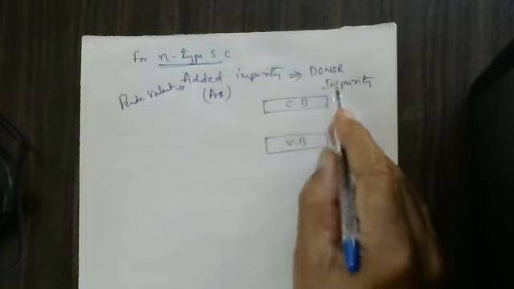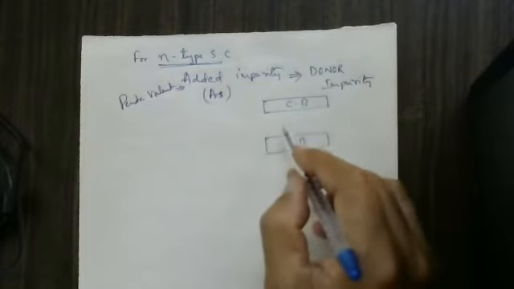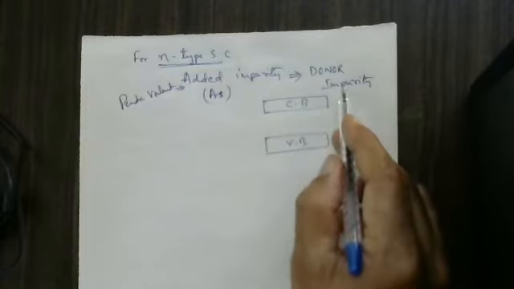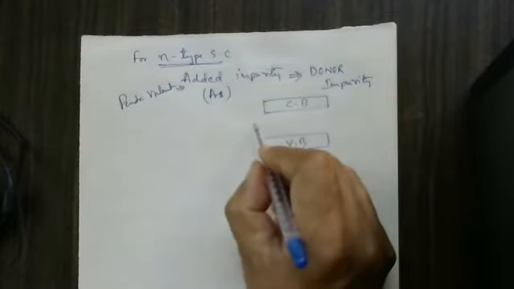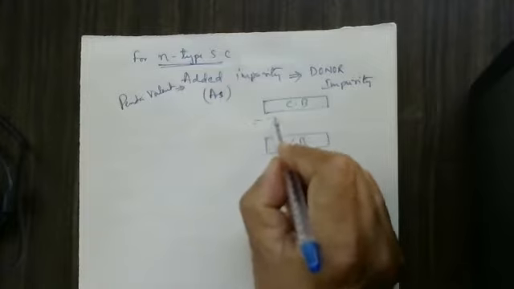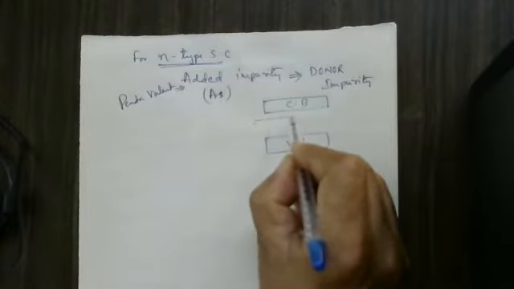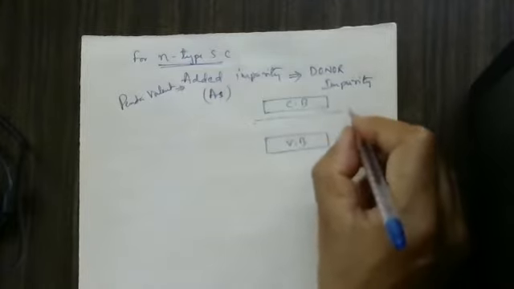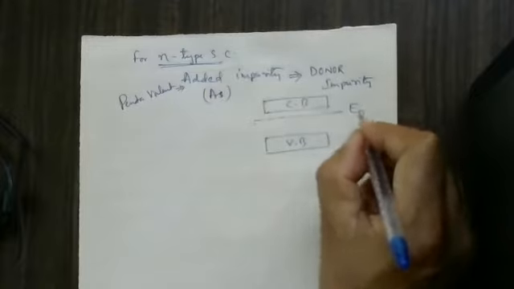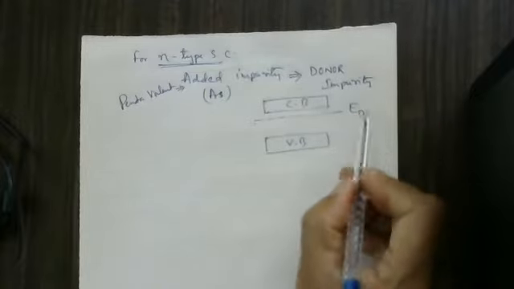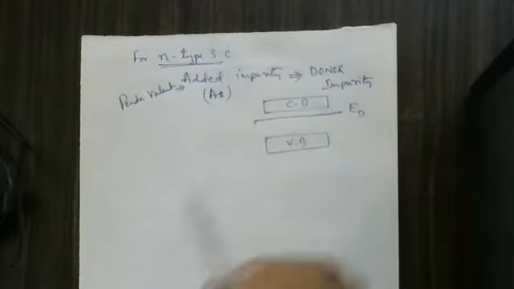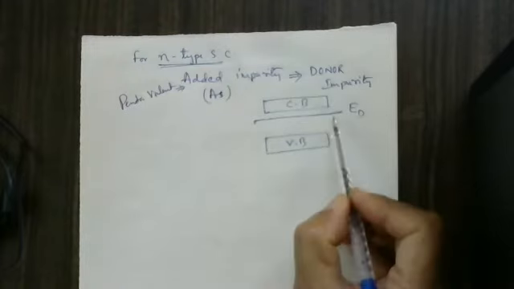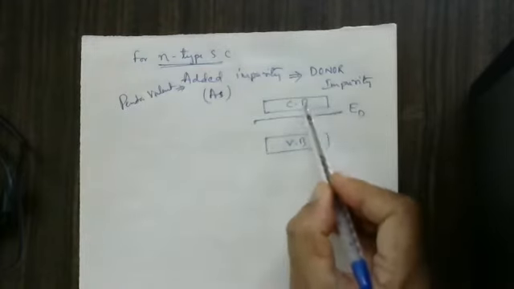Now the donor impurity, this is written for germanium. For the donor impurity, if I write the energy level here, it lies very close to the conduction band. This is E suffix D. That is the donor impurity energy level. Where is the donor impurity energy level? It lies very close to the conduction band.